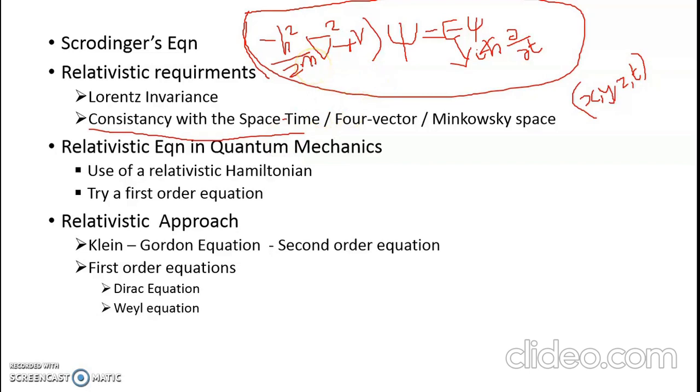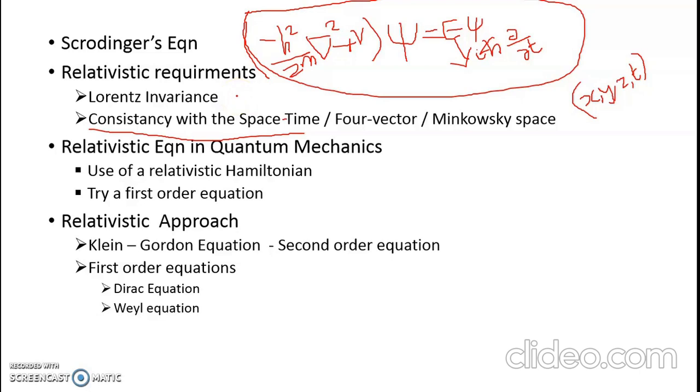Once you look at the Schrodinger's equation, it also does not satisfy consistency with the 4-vector formalism or the space-time formalism, because the 3 vectors in this system are the space coordinate dependent vectors, and the 4th vector is the time coordinate dependent vector. However, here also the space coordinate is second order, whereas the time coordinate is first order. So such an equation cannot be taken as a relativistic equation.